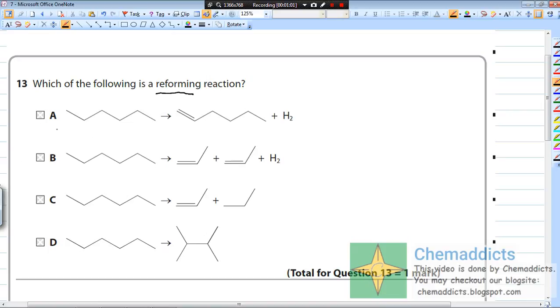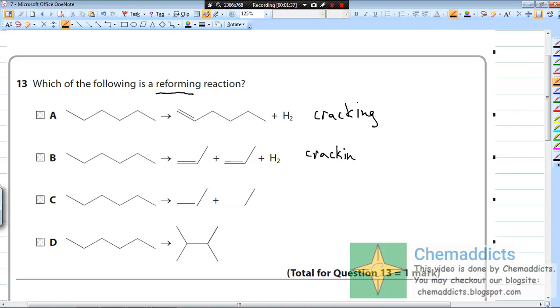So if we look at A, we can see that it is cracking. The molecule has been cracked. This large chain molecule is being cracked into two different molecules. This big molecule has been cracked into smaller molecules. So in here we can see that cracking also occurs.